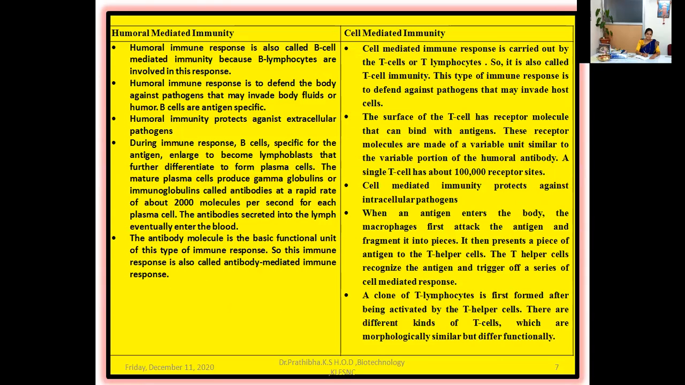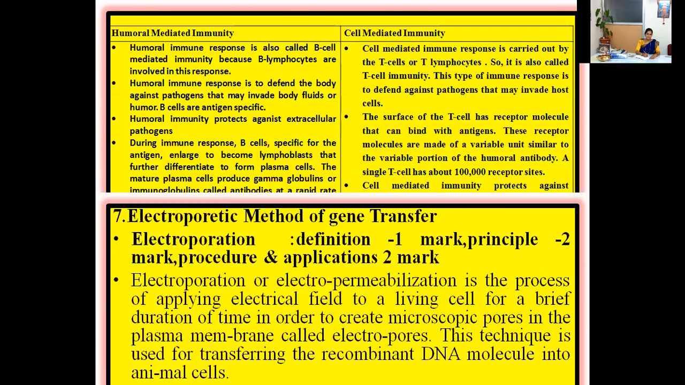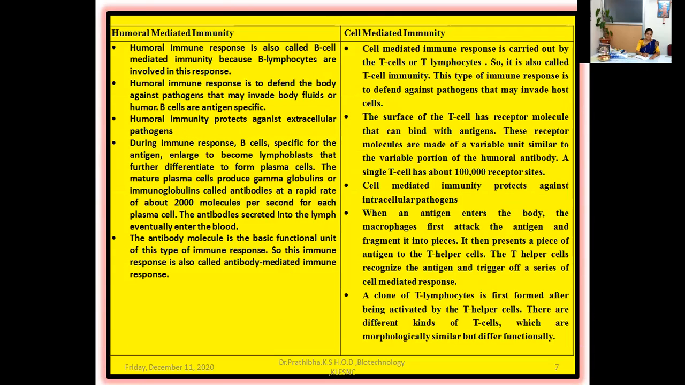Now let us go to the humoral mediated immunity and cell mediated immunity. As you all know, humoral mediated immunity is nothing but the antibody mediated immunity, whereas cell mediated immunity is a defense mechanism or protection against the infection caused by the cells. Now let us go through the differences. Humoral mediated immunity. Humoral immune response is also called B cell mediated immunity because B stands for bone marrow. Bone marrow lymphocytes are involved in this response.